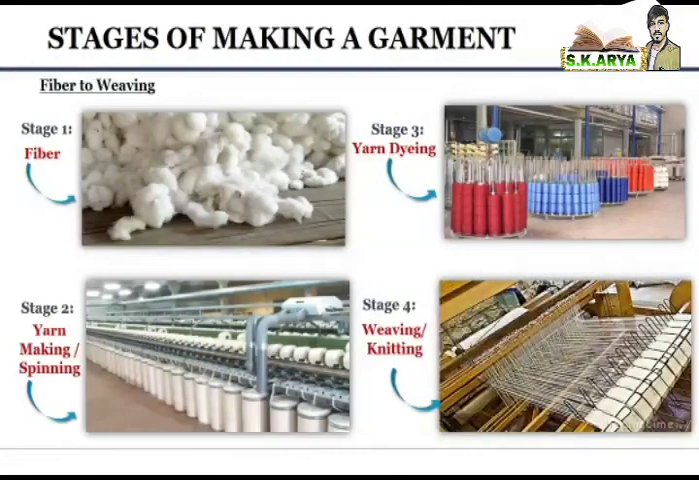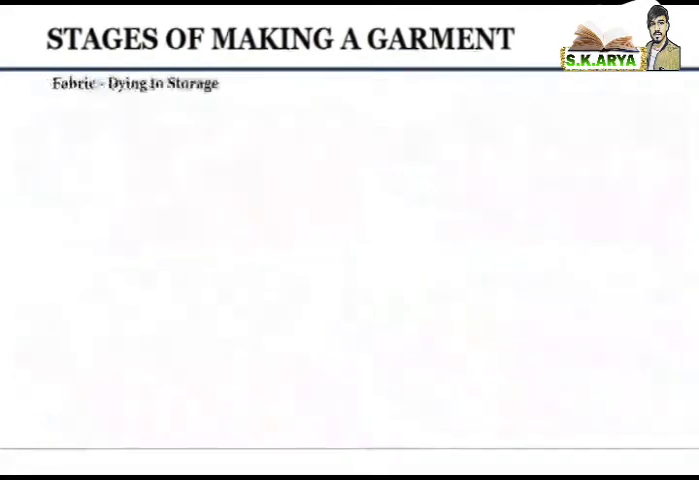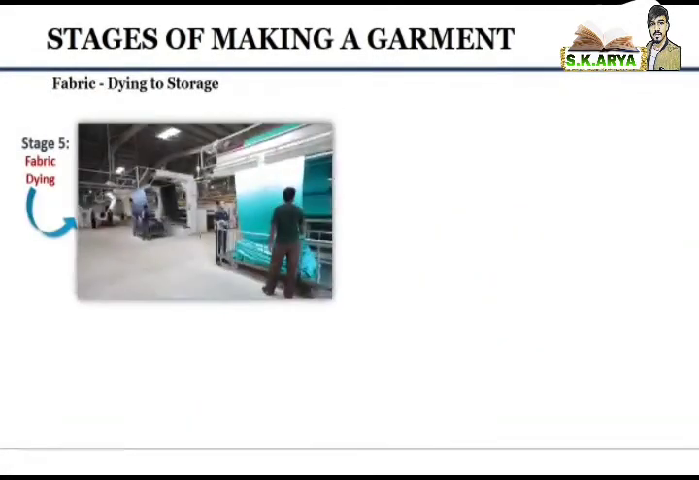Stage 4. Weaving or knitting. At this stage, interlacing or interlooping of two or more sets of threads or yarn takes place to make a fabric. Stage 5. Fabric dyeing. At this stage, a permanent process of treating the fabric with the choice of desired color, printing patterns, and design takes place.